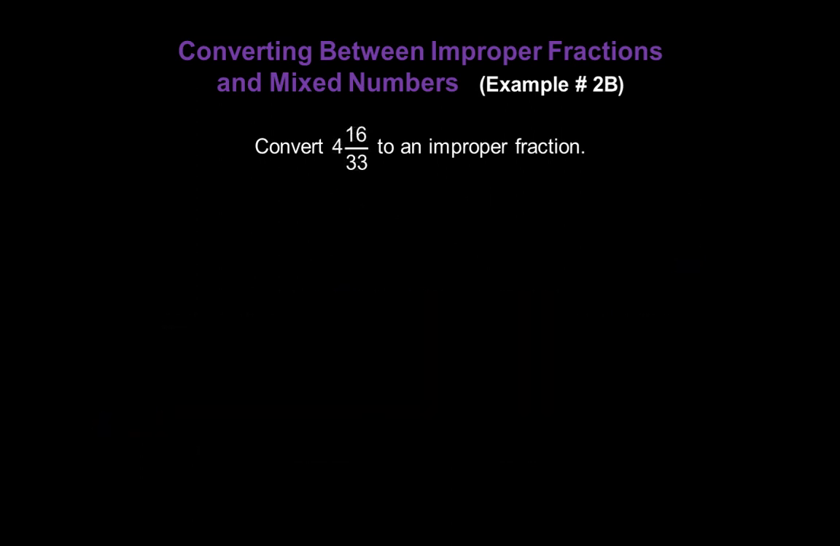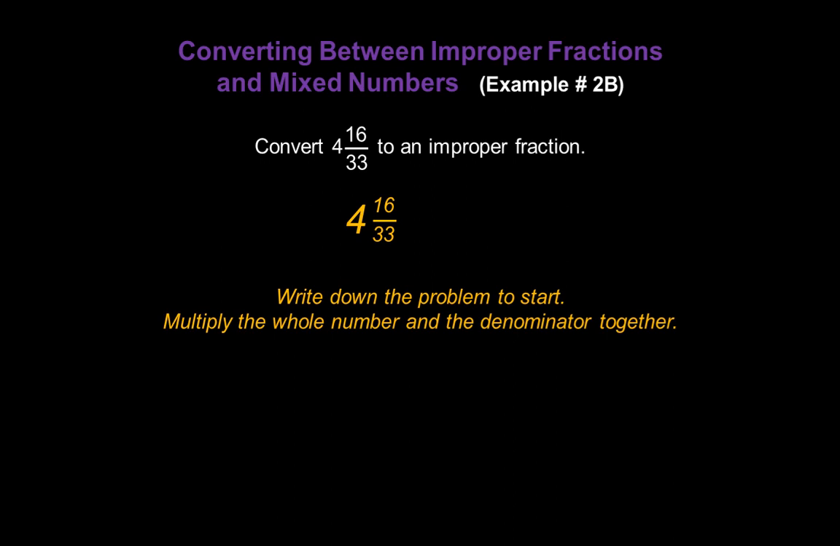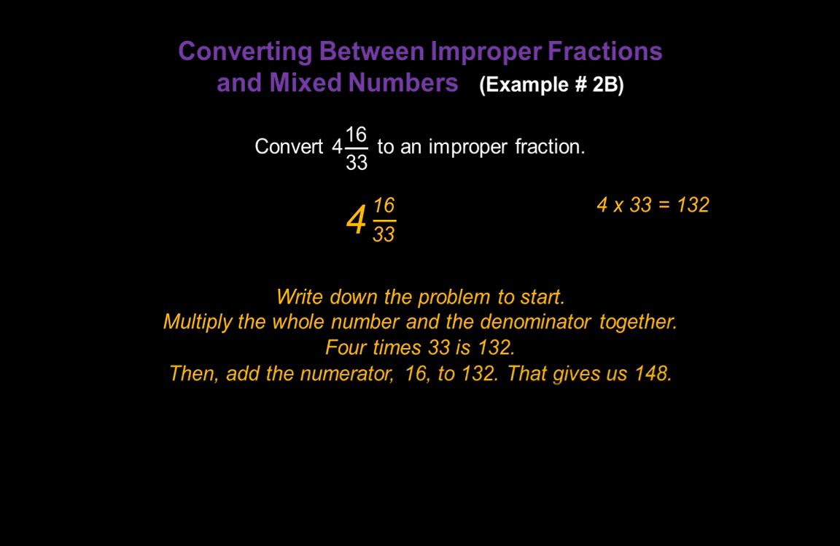Let's do one more problem. Convert 4 16 over 33 to an improper fraction. Well, first let's write down the problem to start. I have 4 16 over 33. I'm going to multiply the whole number and the denominator together. The 4 and the 33, I'm going to multiply that together. 4 times 33 gives me 132. I'll write that off to the side.